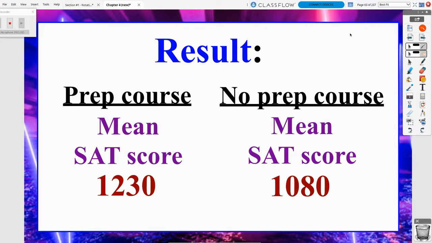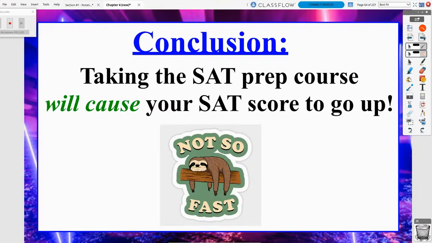Now, here was the ultimate result at our school: those who took that SAT prep course, those 100 juniors, their mean SAT score was a 1230. And the students who did not take the prep course, their mean SAT score was 1080. So we have a 150 point difference between those two groups of students.